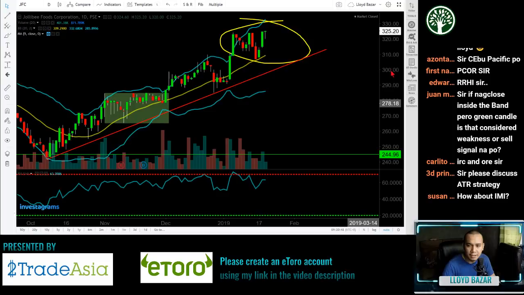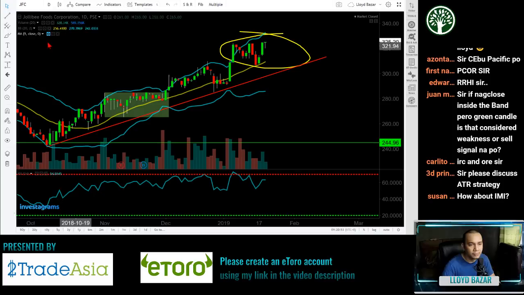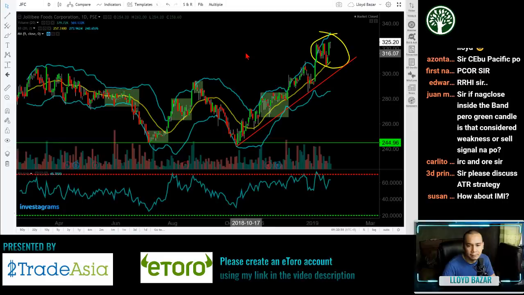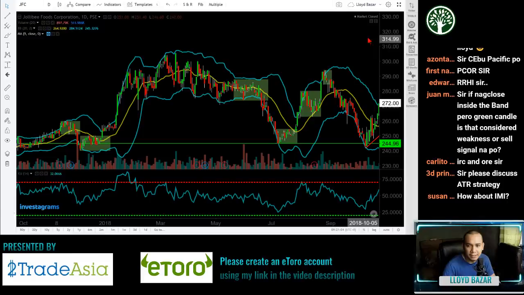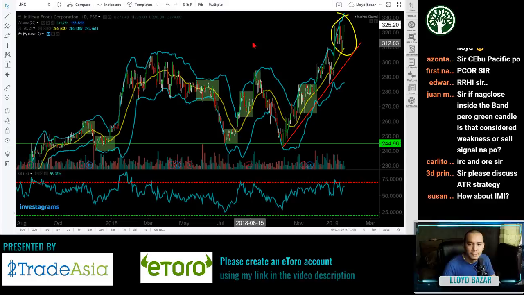You can use Darvas Box if you want. Pero super short term lang po ang trading nyo dyan. Kasi pwede pa umakyat yan. Pero lapit na ng 340. Liit na lang. Dati, hindi pa natin makita yan noon. Remember, hindi natin makita ang 340 kasi up pa tayo ng up. Pero ngayon, andun na. So, I don't wanna recommend JFC anymore.